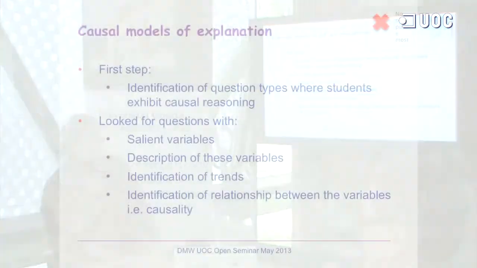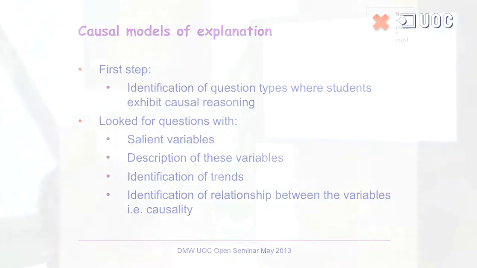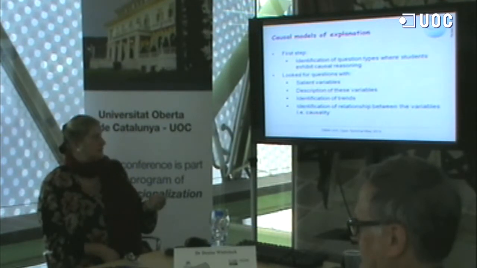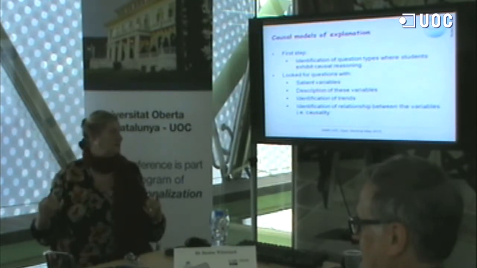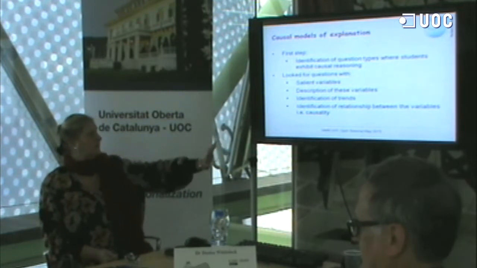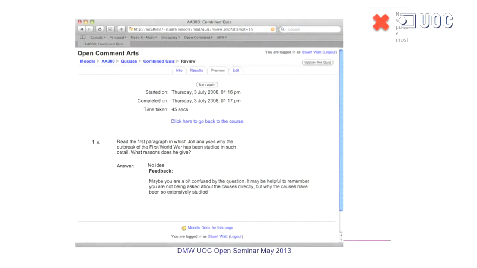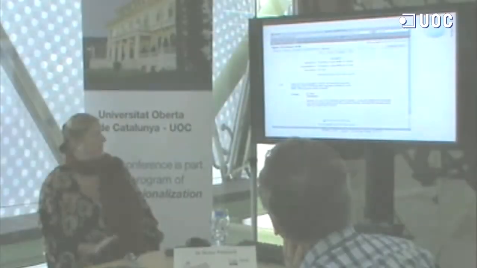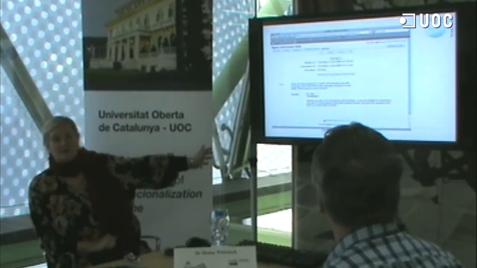So we had to identify question types. We were looking for questions that had salient variables, yeah? And that the students would be asked to describe these variables, and also an identification of trends. So from the variables, you'd get an identification of trends, and you'd have this relationship between the variables, which would be the causality. So here's an example. In the history syllabus, it's always about the First World War, okay? There's always something about wars. So I've put in here, no idea. That's the answer, right? I haven't got a clue.